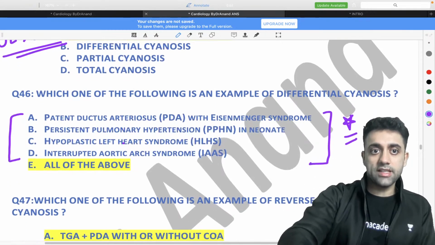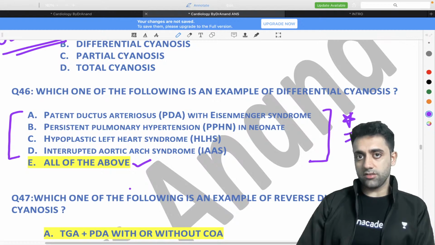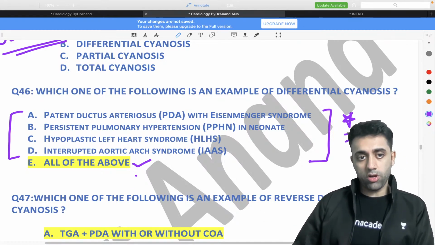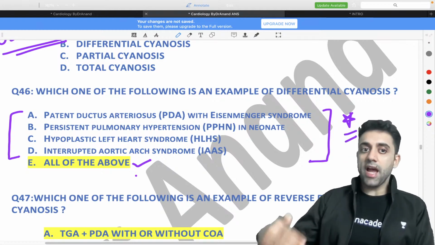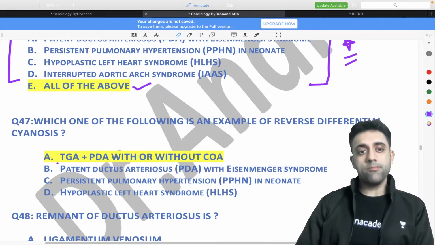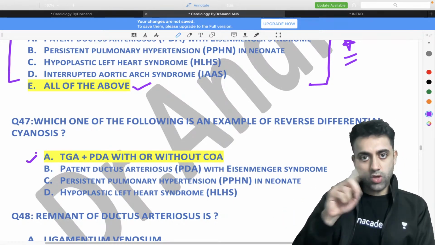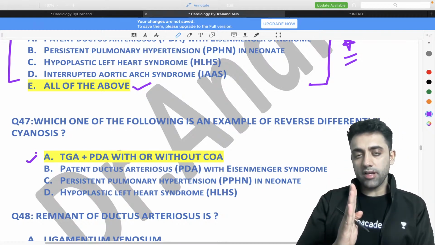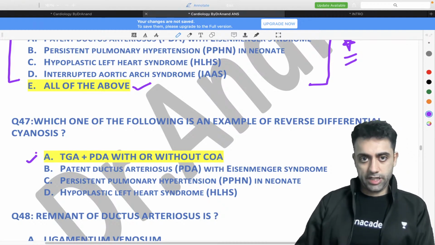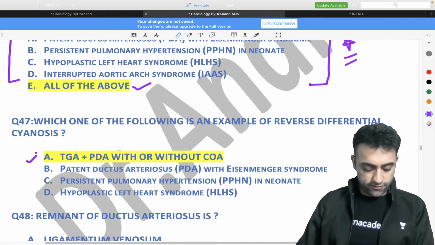Okay, question 46. Which of the following is an example of differential cyanosis? All are examples of differential cyanosis: PDA with reversal of shunt, persistent pulmonary hypertension of newborn, hypoplastic left heart syndrome, and interrupted aortic heart syndrome. And at the same time, for reverse differential cyanosis, the best example is TGA with PDA with or without coarctation of aorta. You have a TGA, where instead of the pulmonary artery it is the aorta, and instead of the aorta it is the pulmonary artery, with patent ductus arteriosus, which is good. Which is good if I keep a PDA open with or without coarctation of aorta.